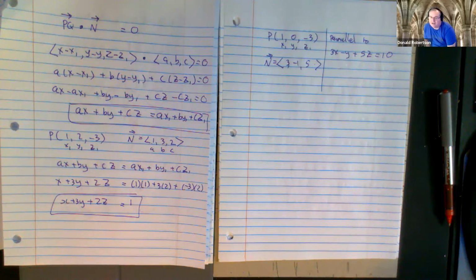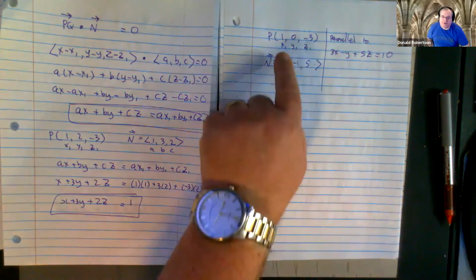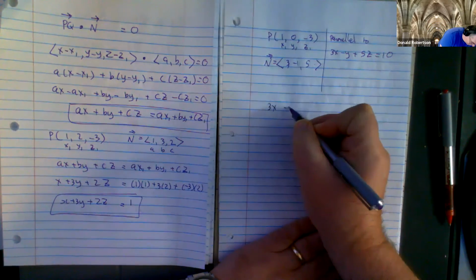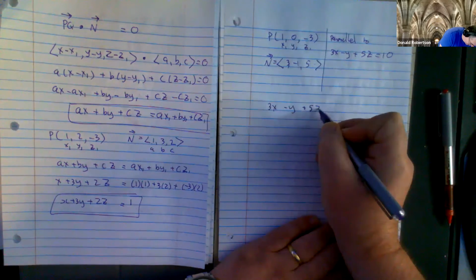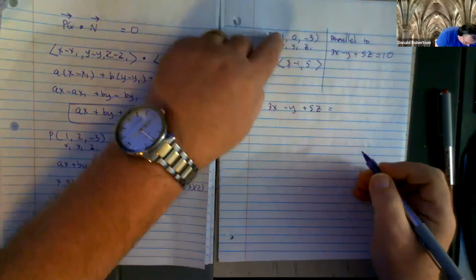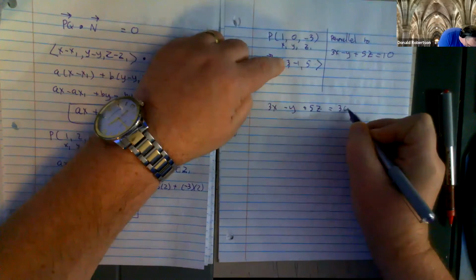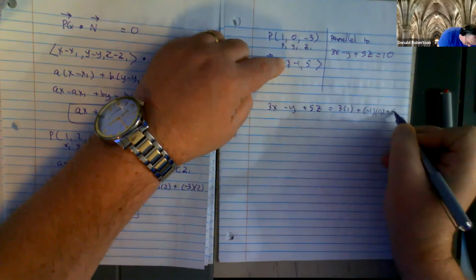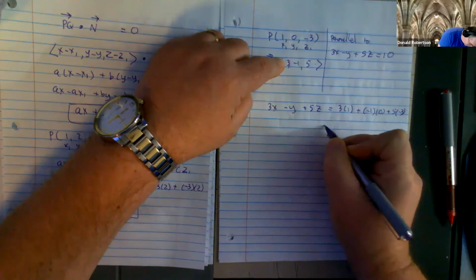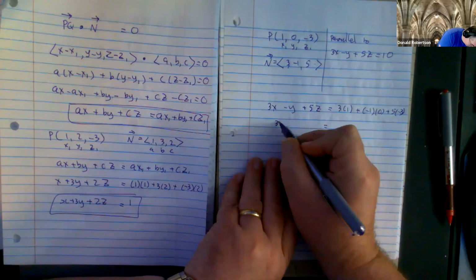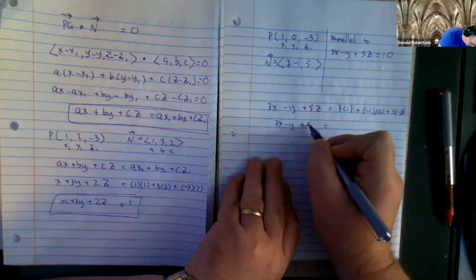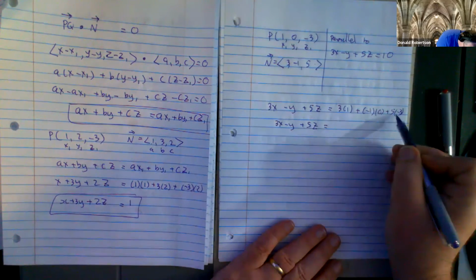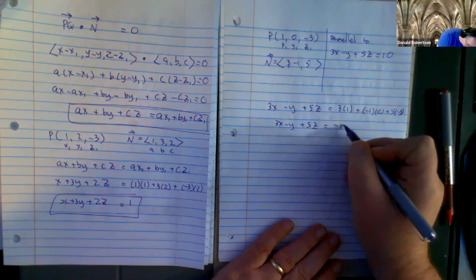right? 3, -1, 5. Now you put this package together and you are going to get 3x take away y plus 5z equals 3 times 1 plus -1 times 0 plus 5 times -3. And that ends up being 3x take away y plus 5z. And 15, 3, I make that -12.